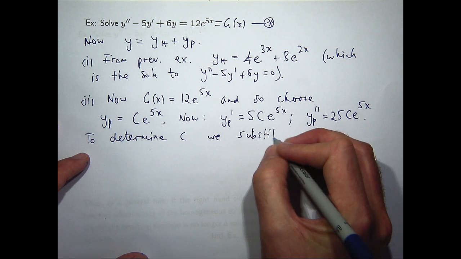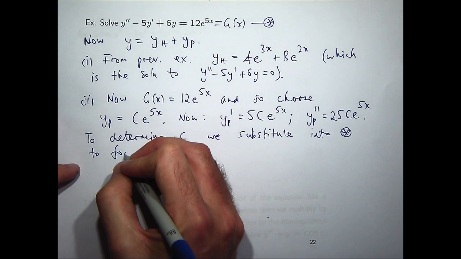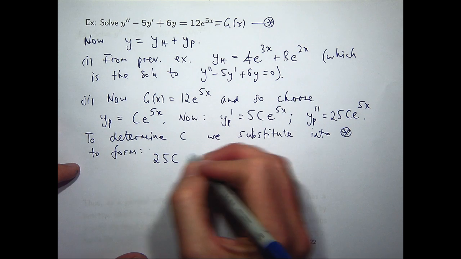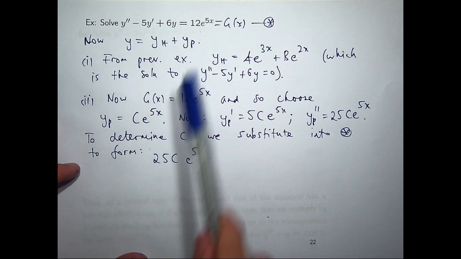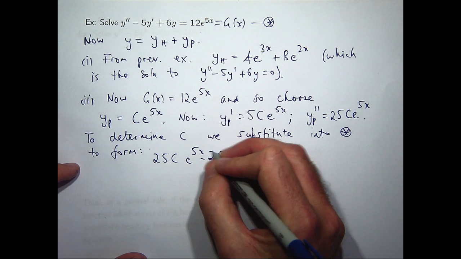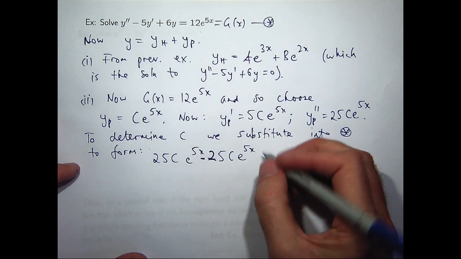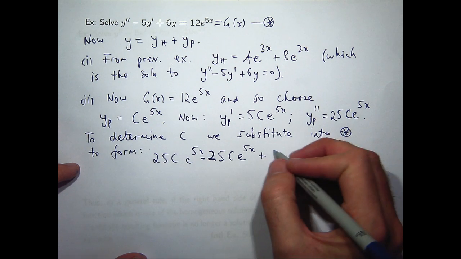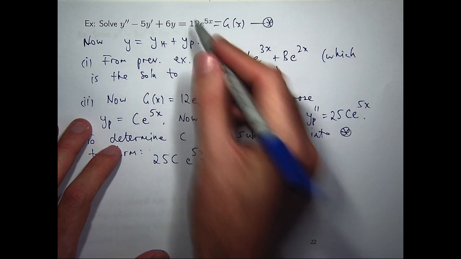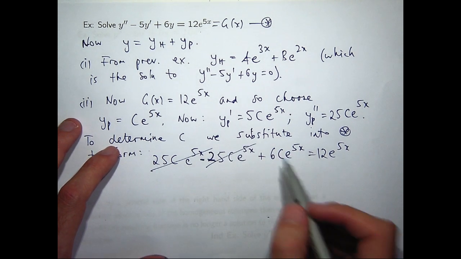We substitute into star to form the following. So y double prime, we replace that with this, 25c e to the 5x, minus 5y prime, well, it's just minus 5 times that. So that'll be a minus 25. And plus 6y. So we're going to get the following. And the right-hand side is just 12 e to the 5x. So you can see these first two terms are going to cancel off, and I get the following.